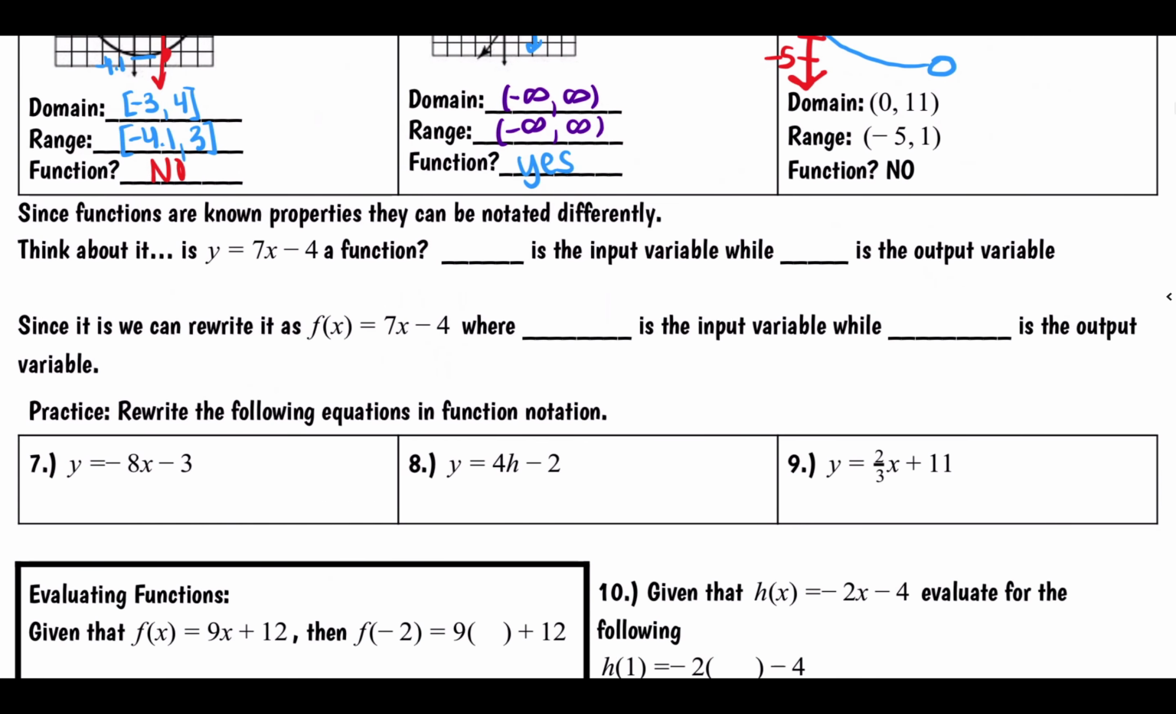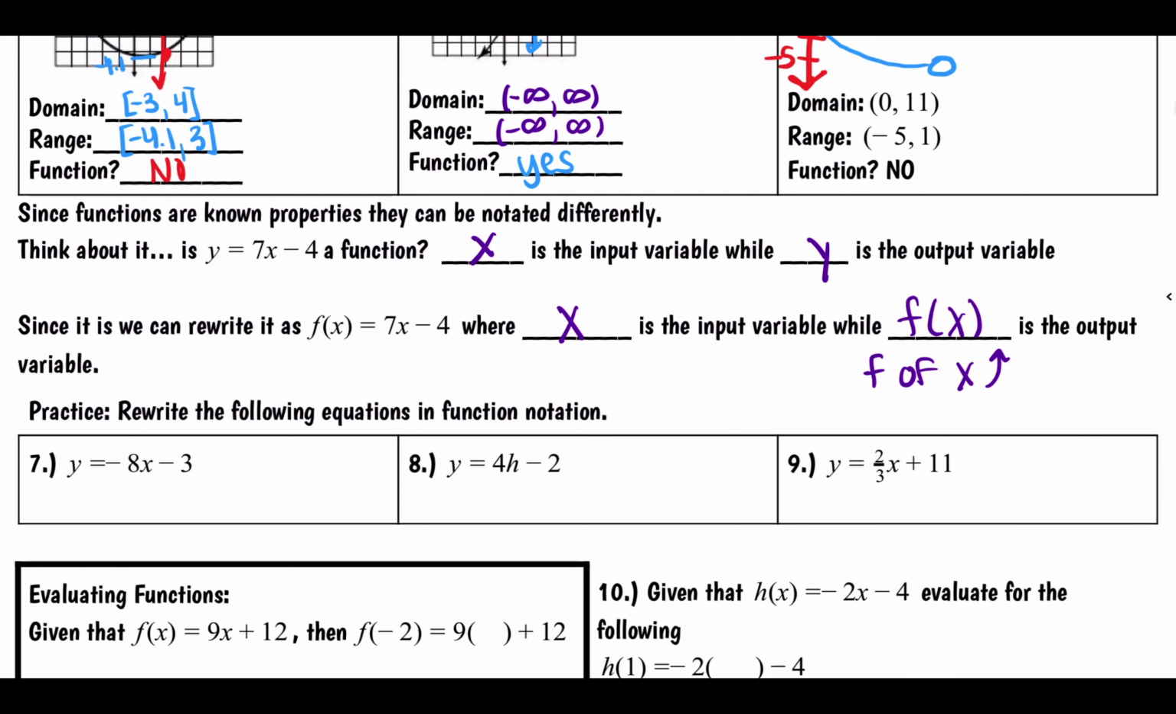Functions have known properties, so we can notate them differently. Instead of having our equation y equals 7x minus 3, we can rewrite it as f of x equals 7x minus 3. In our top equation, x is the input and y is the output. But in our function notation, x is still the input, but f of x is the output. And this is read as f of x.